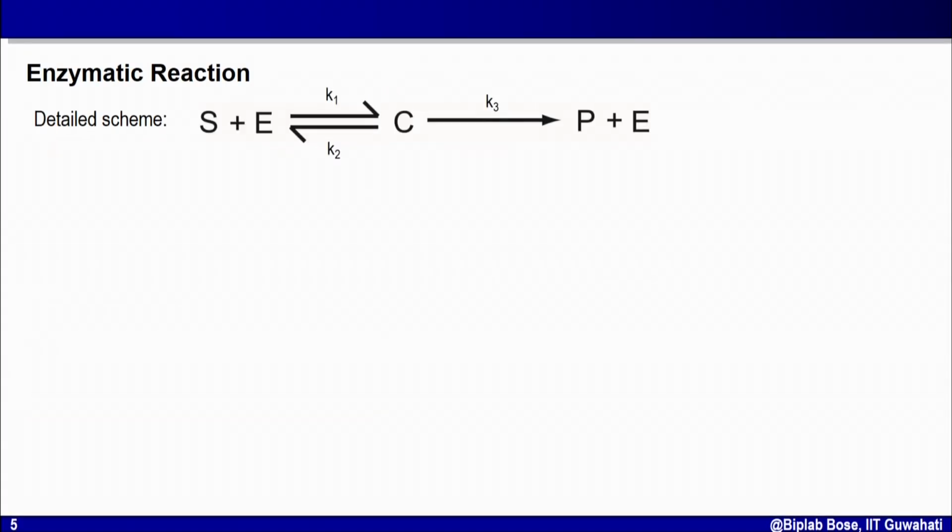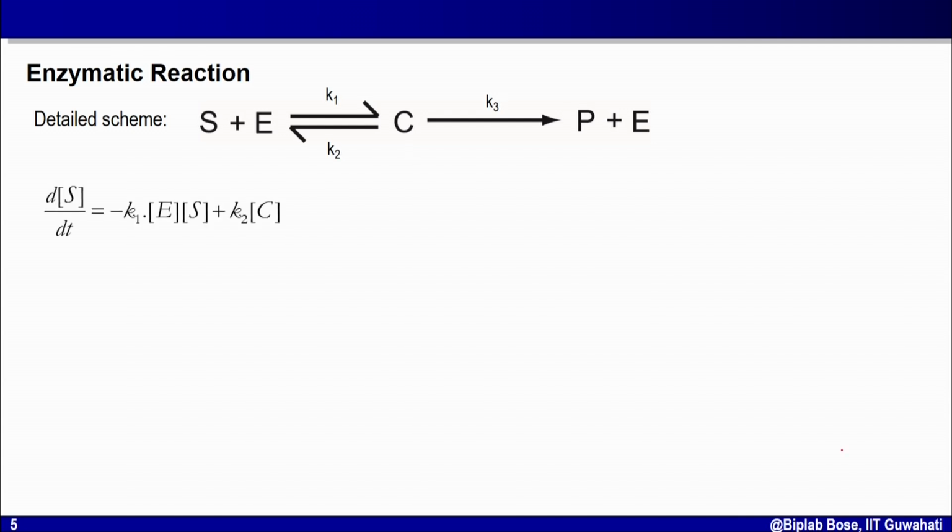Let us start with that. So my scheme is S is binding to E to form C. It is a reversible process, so K1 and K2 are two rate constants. C unidirectionally breaks into P and E, and the rate constant is K3.